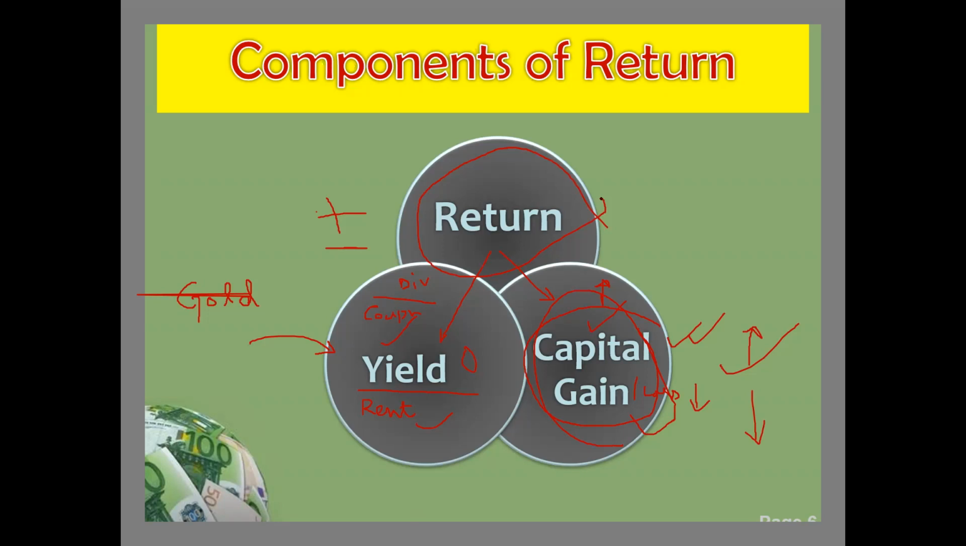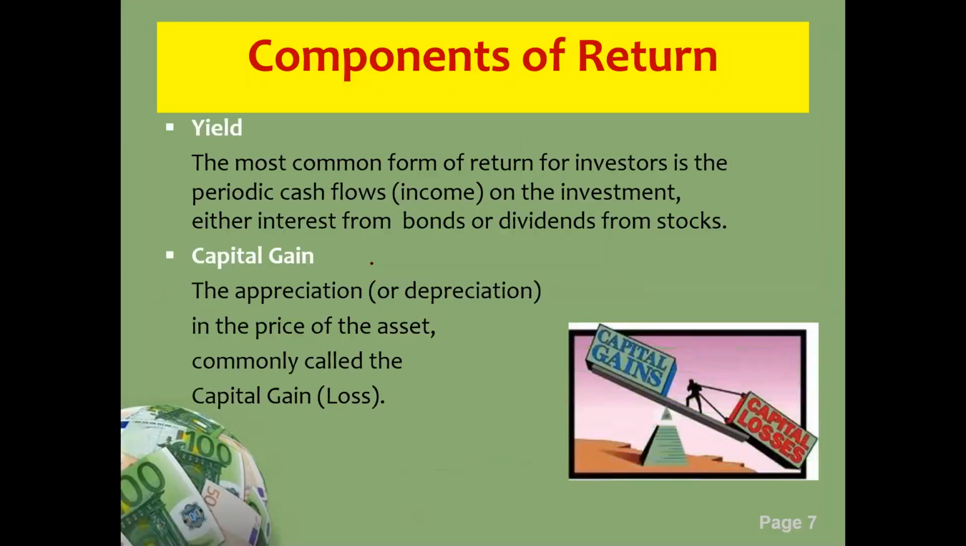Whenever we make investments, investments can give us capital gain and loss, plus investments can give us some yield. Collectively, these two parts are what we call the return. We can have a positive return or a negative return. When collectively we are in profit, it's a positive return. When collectively we are in a loss, it's a negative return. Investments can go positive, investments can go negative. So the components of return are two: the yield component and the capital gain component.